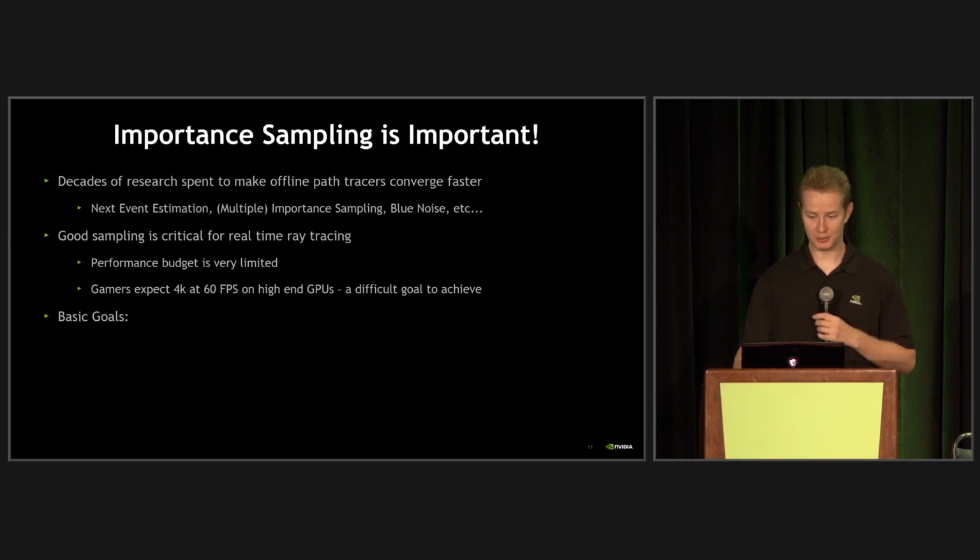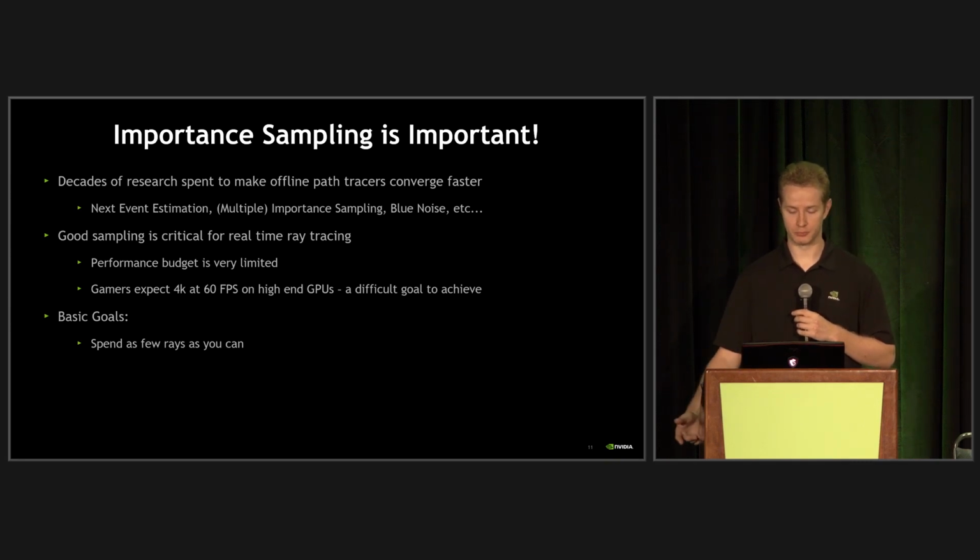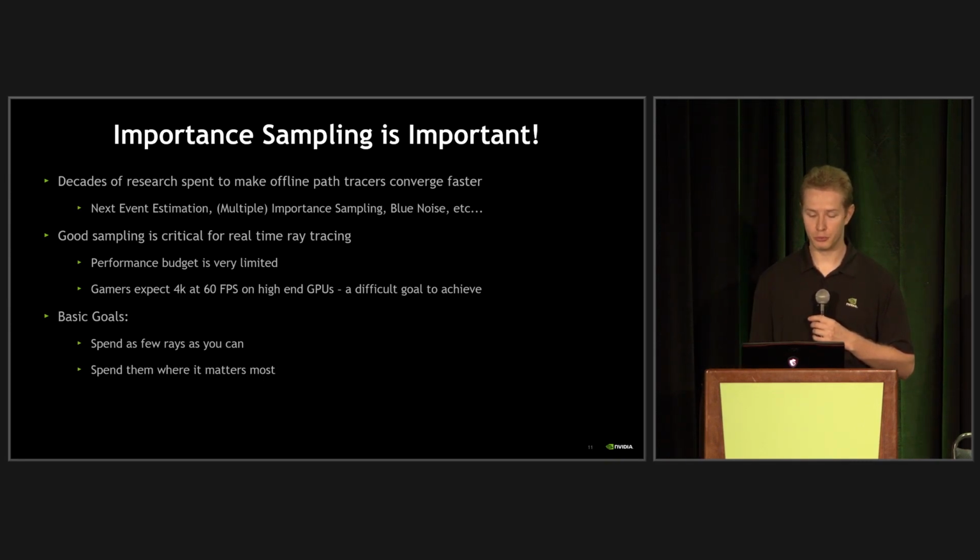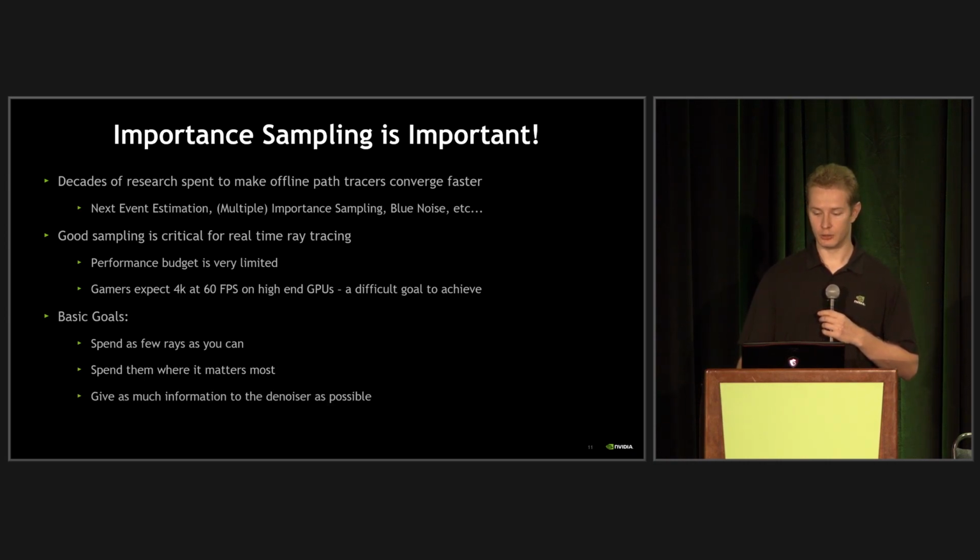So the basic goals of designing a real-time ray or path tracer would be something like this. First of all, spend as few rays as you can because of the budget. And since you have very few rays, you have to spend them where it matters most. You have to direct them towards where you expect the light to come from and not just in any random direction, because otherwise you get that kind of noise that I was showing before. And while you do that, you design the algorithm to also cooperate with the denoiser using techniques such as low discrepancy sequences, blue noise, so that the spatial blur can be more effective.